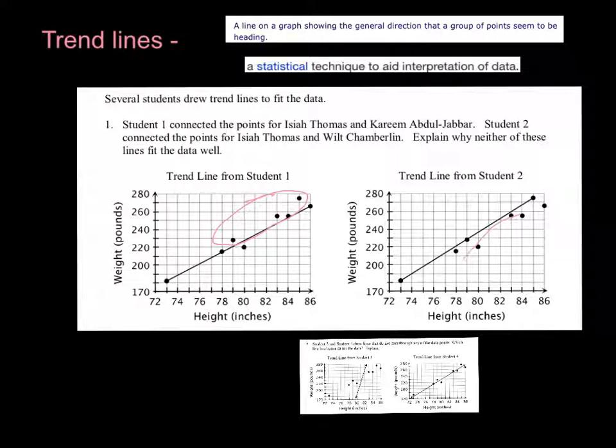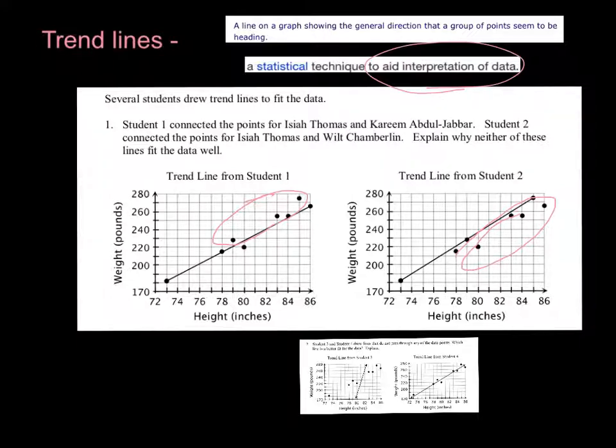Student 2 sort of does the opposite thing. It sort of overshoots all of these data. So when you're using this to aid in interpretation of data, both of these lines are really not going to do a good job at guessing other values based off of the values that you have.